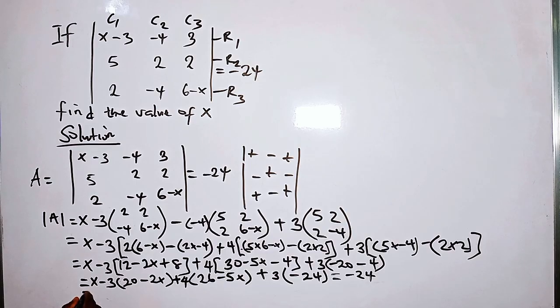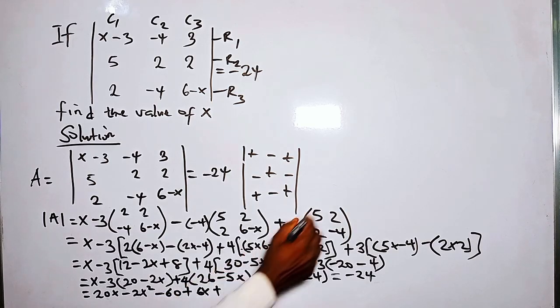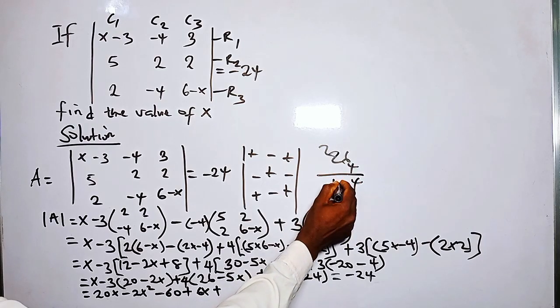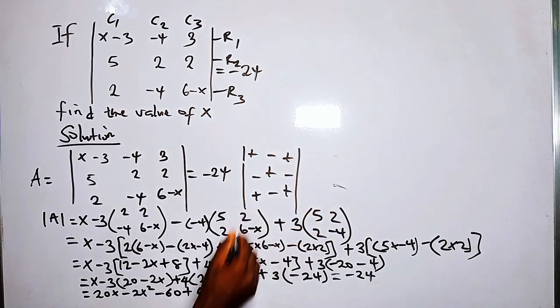x times 20 gives 20x, minus x times 2x is 2x squared, minus 3 times 20 is minus 60. At this point, minus 3 times minus 2x is plus 6x. Then plus 26 times 4, which gives 104.